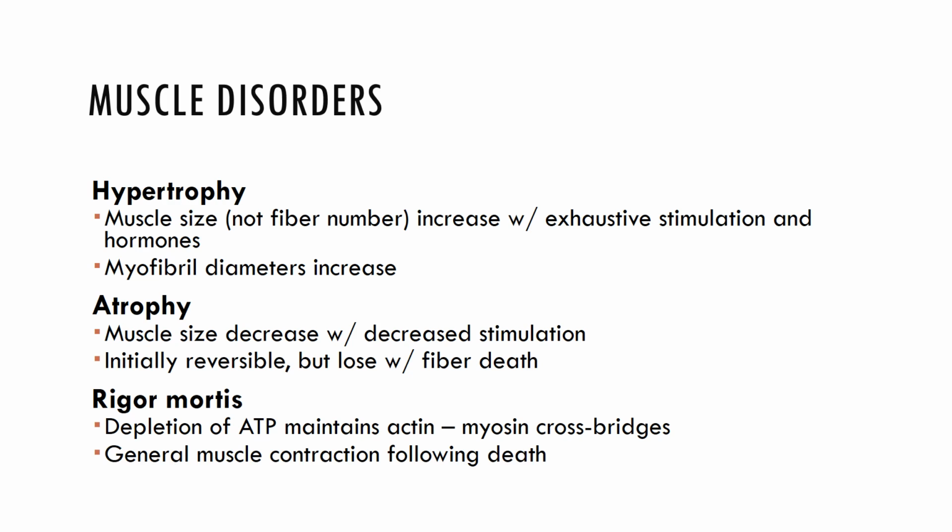Rigor mortis is sustained muscle contractions that occur after death due to the loss of ATP in the muscle. Remember, without ATP, the myosin-actin cross-bridge cannot detach, which results in a prolonged contraction. This process begins 2 to 7 hours after death and can depend on environmental factors, and disappears after 1 to 6 days or when the body begins to decompose.